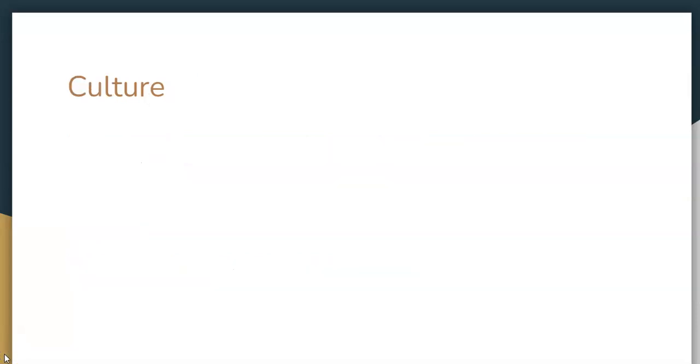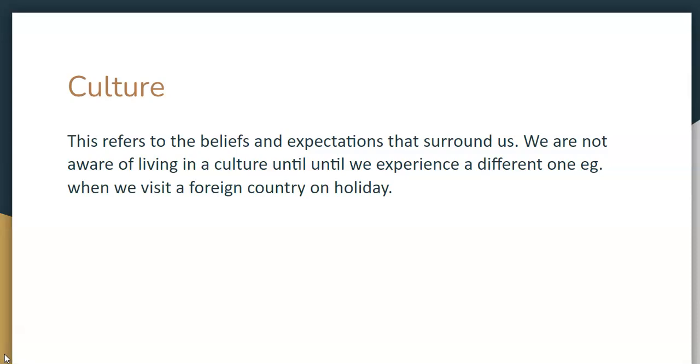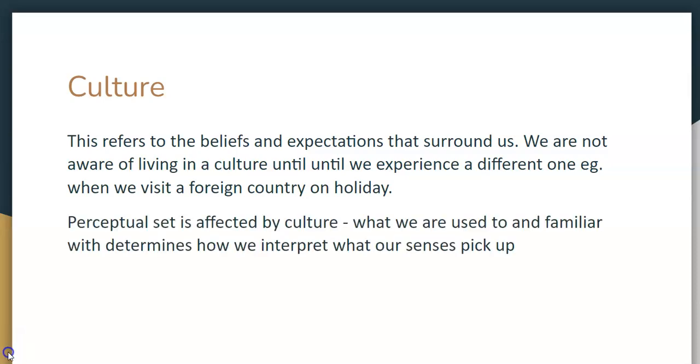So before we start, we've got to define what culture is. And culture is the beliefs and the expectations that surround us. Now, sometimes we're not even aware of the culture we're living in until we experience a different one. So when you go on holiday, you realize that people behave differently, they act differently, they eat differently. And we start to experience what different cultures are like. And perceptual set is affected by our culture.